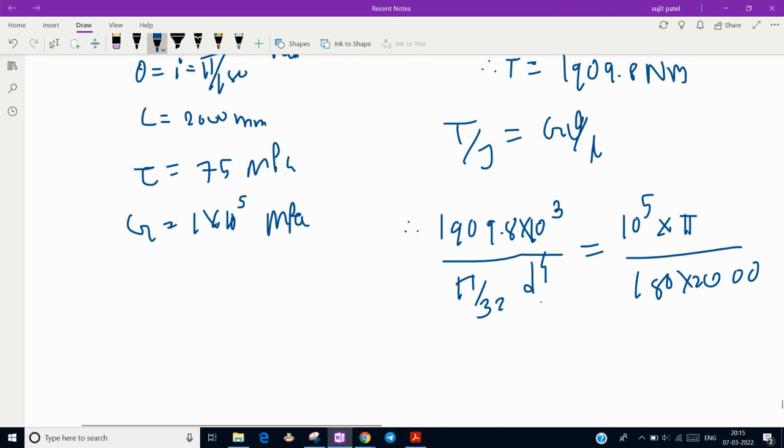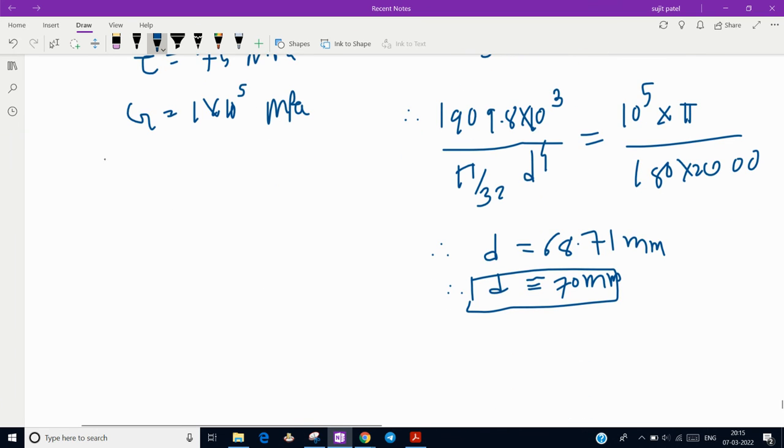So when you solve this and do the cross multiplications and take the one-fourth power of the diameter, you will find that it is 68.71 mm. But the nearest practical value we have to take is 70 mm. Okay, so mark this aside.